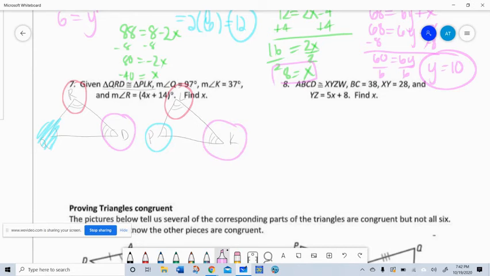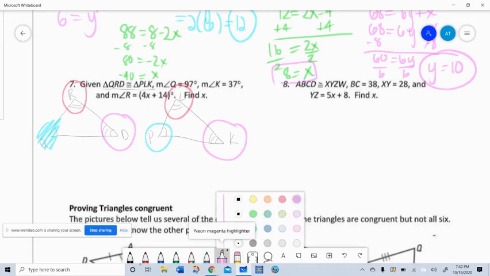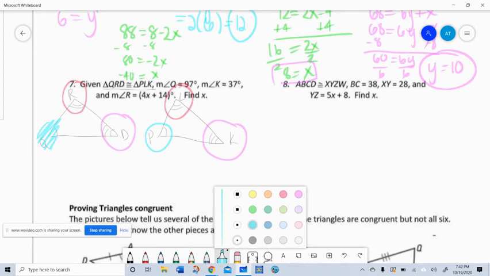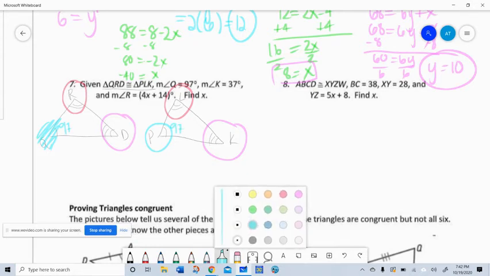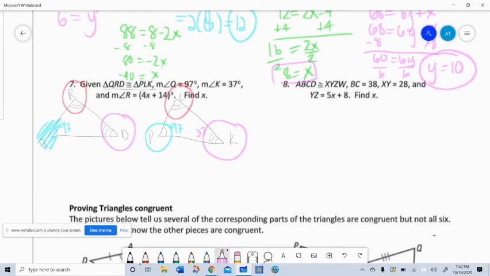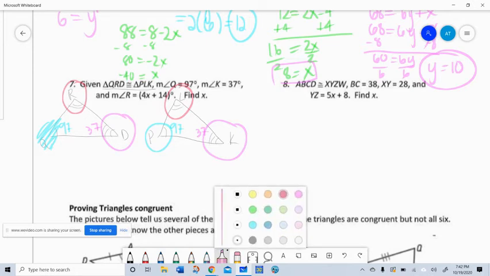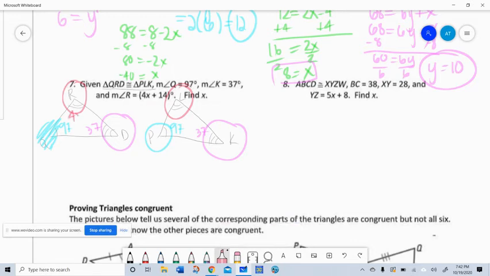So let's see what information they have given us and how we can use that. We know that angle Q is 97, which means that angle P is also 97. We know that angle K is 37, which means that angle D is also 37. And we know that angle R is 4x plus 14. So the big question is, how can we use that to find x?